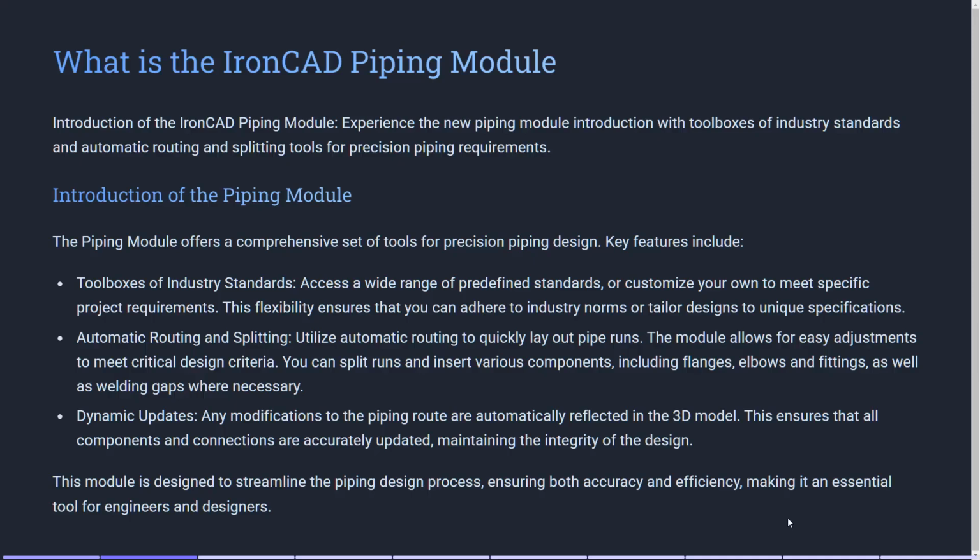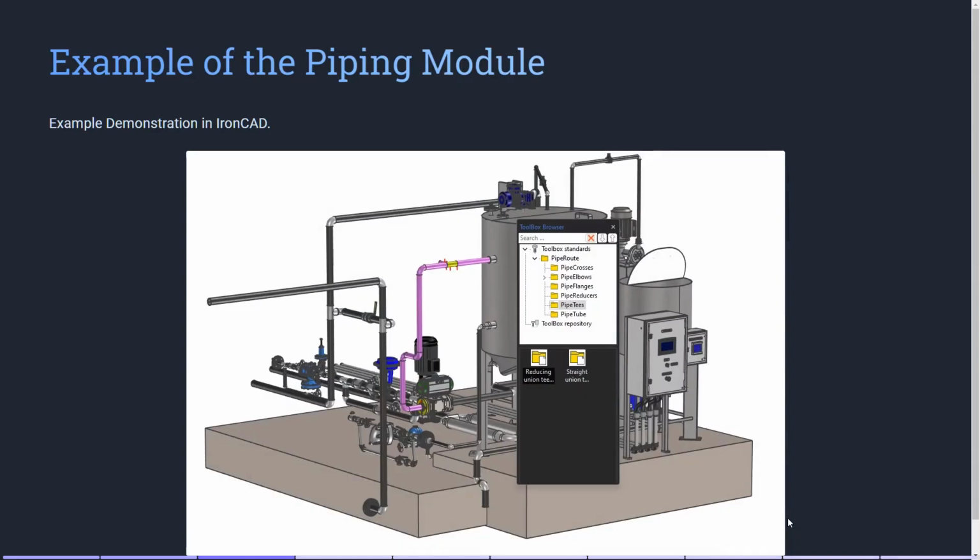This module is really designed to streamline the piping design process and to give you accuracy and capabilities that are a little bit more difficult to create in standard modeling. So let's hop into an example and show you how this can be done. In our case, we're going to use this model to basically show you how we can create that purple pipe run in the IronCAD piping module. So let's hop over to IronCAD and we'll go ahead and show you that process.